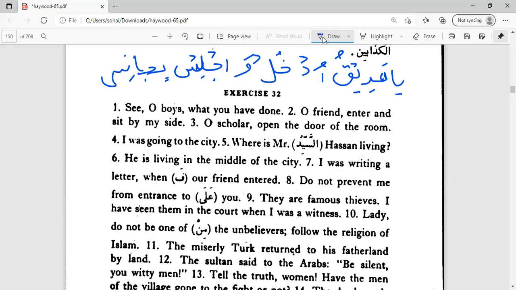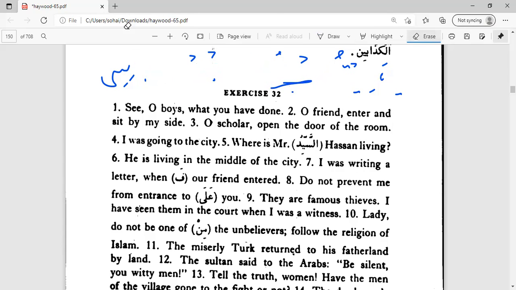Bijanibi. Okay. Udkhul is imperative, singular, masculine, and the same with ijlis, singular. Number 3, O scholar, open the door of the room.